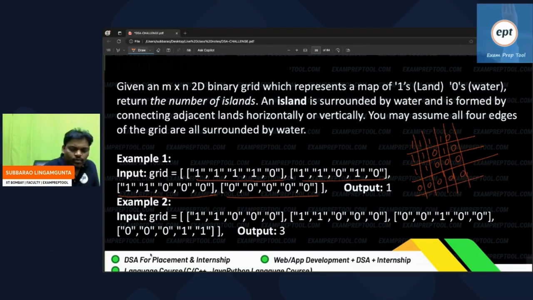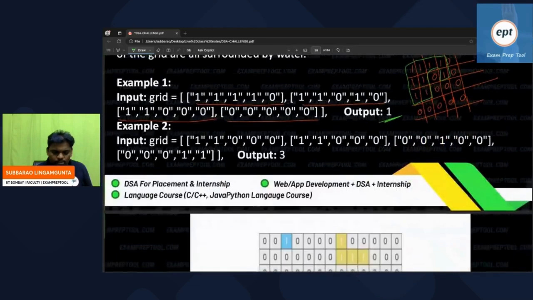You have to find out the number of islands. Let's check all the adjacent ones. Remember, adjacent means horizontally or vertically. So I think this is one island. Let me know if I am wrong. So the output is 1. You have to return the number of islands. They all are adjacent. In a similar way, you can see the second example also.